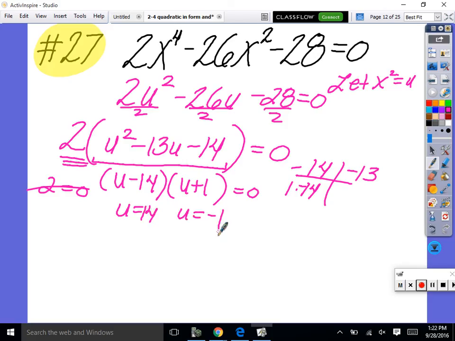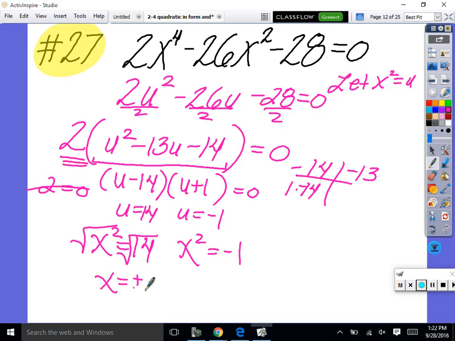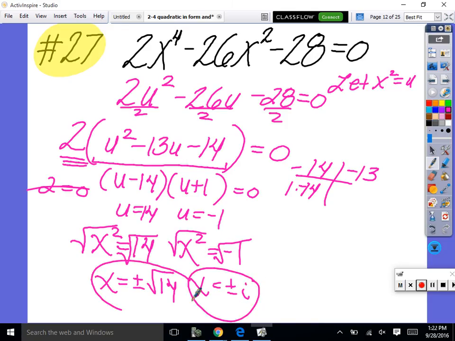And now we have x² = 14. Did I do something wrong? No, I didn't. And x² = -1. Now we'll square root both sides of the equation. So x = ±√14. We can't pull anything out, correct? So we'll leave it as the square root of 14. And then we'll square root both sides over here. Isn't the square root of -1 i? So we get ±i. We have 1, 2, 3, 4 solutions. It was degree 4.